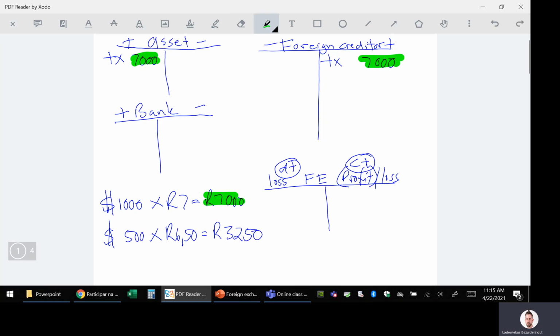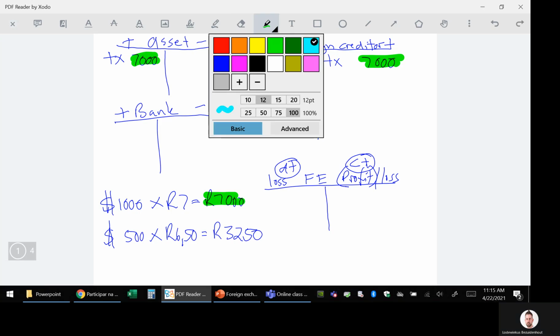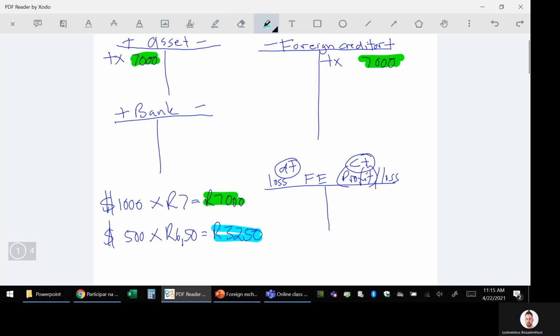So that is our payment amount. Remember, if we make a payment, the payment must always go through the bank, so the bank will be less. So we make a payment of 3,250. And because the payment is towards the creditor, the creditor must also be less. So we make the payment in the creditor, 3,250.